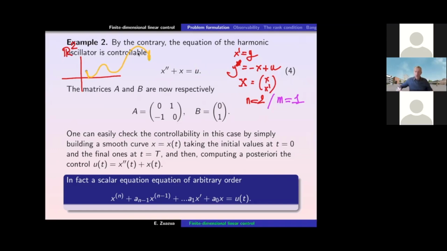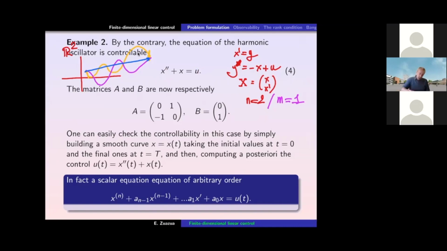Well, there are many ways. There are as many ways of doing it as there are paths linking the initial datum and the target. I could do it in a straight line, in which case x will be a linear function so that the second derivative is equal to 0. Then the control u will be precisely x.